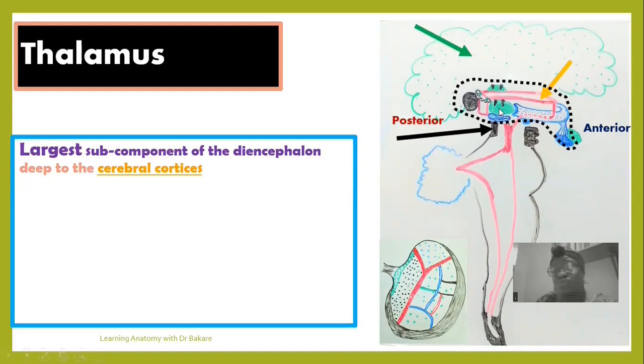Out of all these structures, the thalamus is the largest subcomponent of these structures, and this is what is harrowed here in red. So we say that the thalamus is one of the structural components of the diencephalon. As a matter of fact, it is the largest subcomponent. So what is this thalamus structurally made up of?